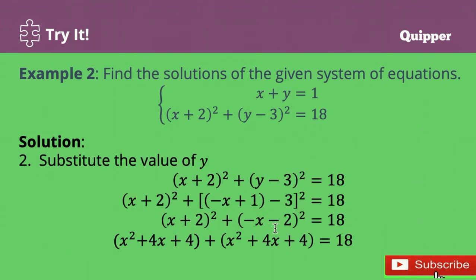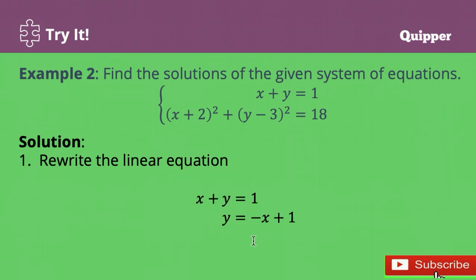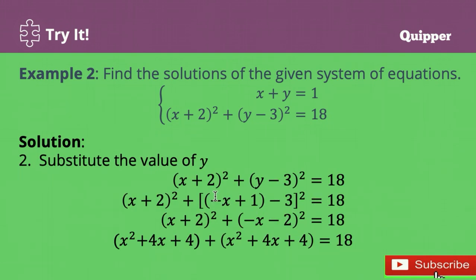Then substitute the value of y in terms of x from the linear equation into the equation of the circle. The equation of the circle is (x plus 2) squared plus (y minus 3) squared is equal to 18. Then, substitute the value of y. Instead of writing y here, we write negative x plus 1, then minus 3. Simplify negative x plus 1 minus 3, that is negative x minus 2.